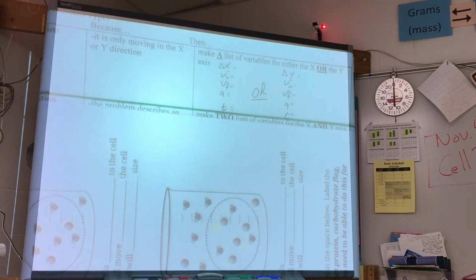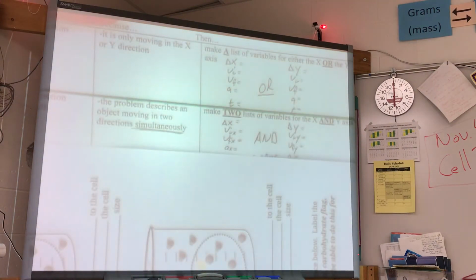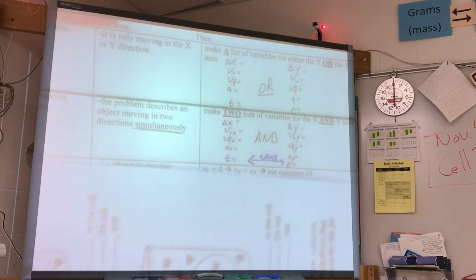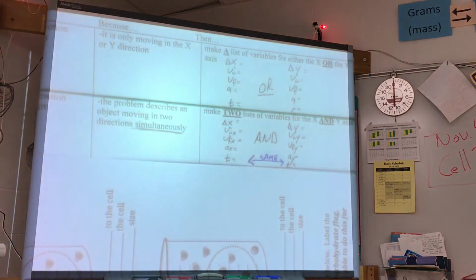Yours is yellow, I think. You want to reference your 1D motion. Okay, now if it's a 2D motion problem, and how in the world would you know if it's a 2D motion problem? Well, you'd know it's a 2D motion problem because the problem describes an object moving in two directions simultaneously.